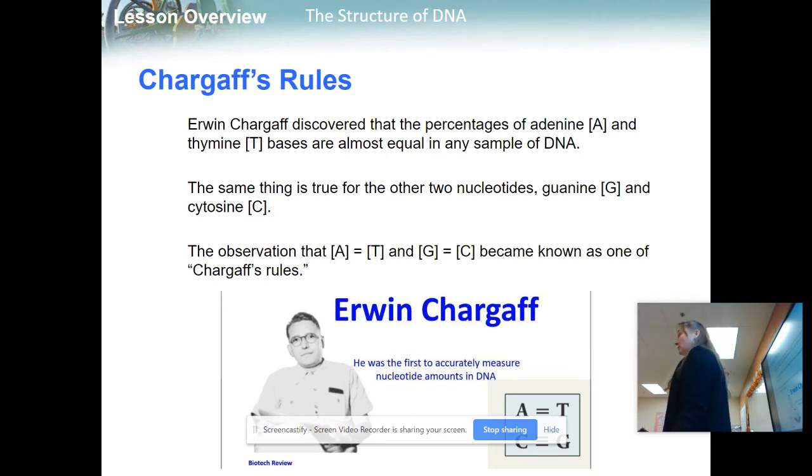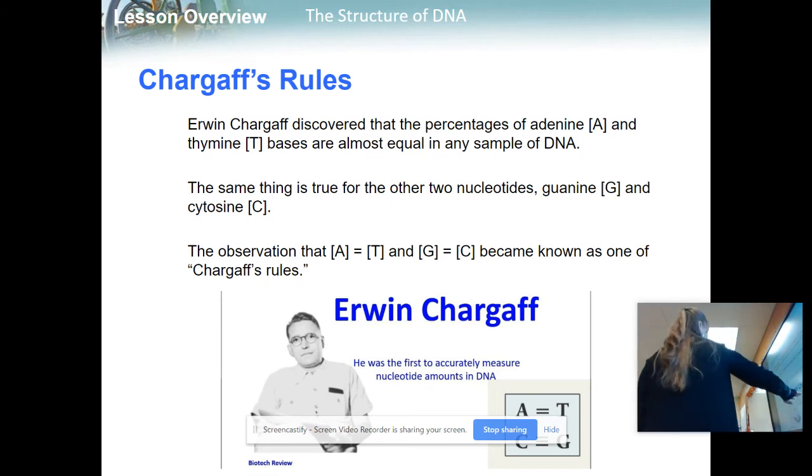He had no idea why. But he knew these four nitrogenous molecules, he didn't know they were bases at that point, but these four nitrogenous molecules, what he found out is they always matched. So he came out with Chargaff's rule, and Chargaff's rule says for every A, there's a T, for every G, there's a C, always, and nobody knew why. All right, but that's Chargaff's rules.